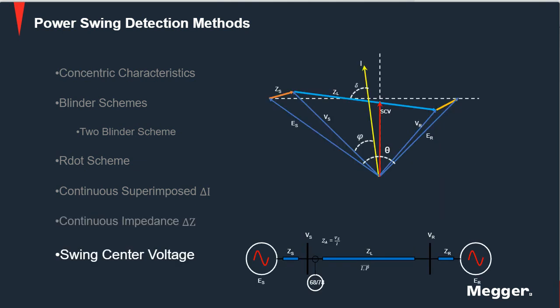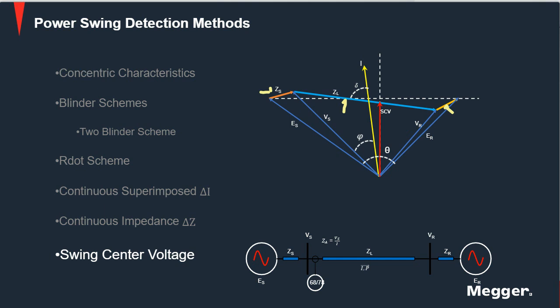And then there is the swing center voltage. Now remember the impedances. Here we have the impedance of the sending end, here the impedance of the line, and here the impedance of the receiving end. We saw that graph a few slides ago when we were talking about how the impedance moves in the impedance plane.